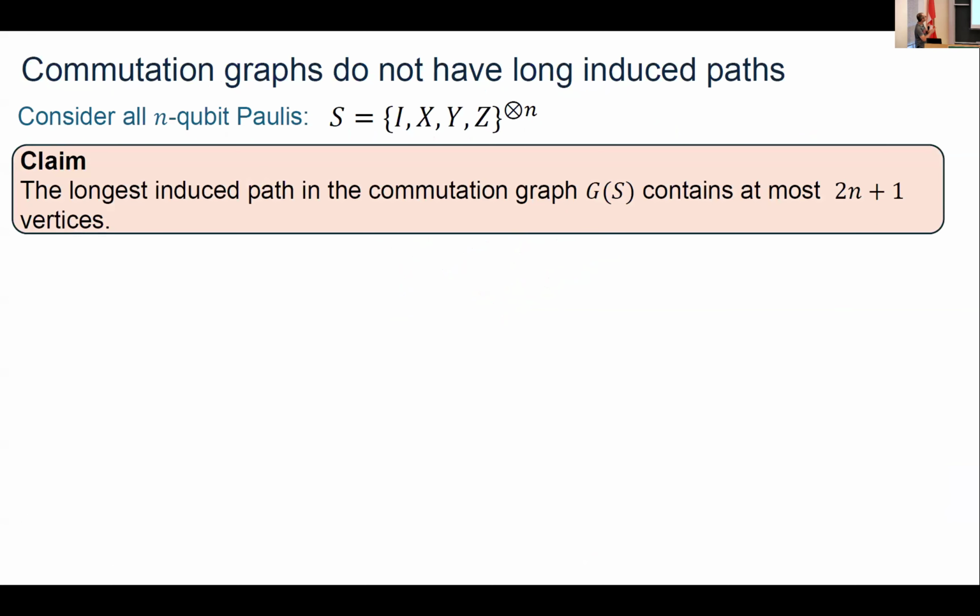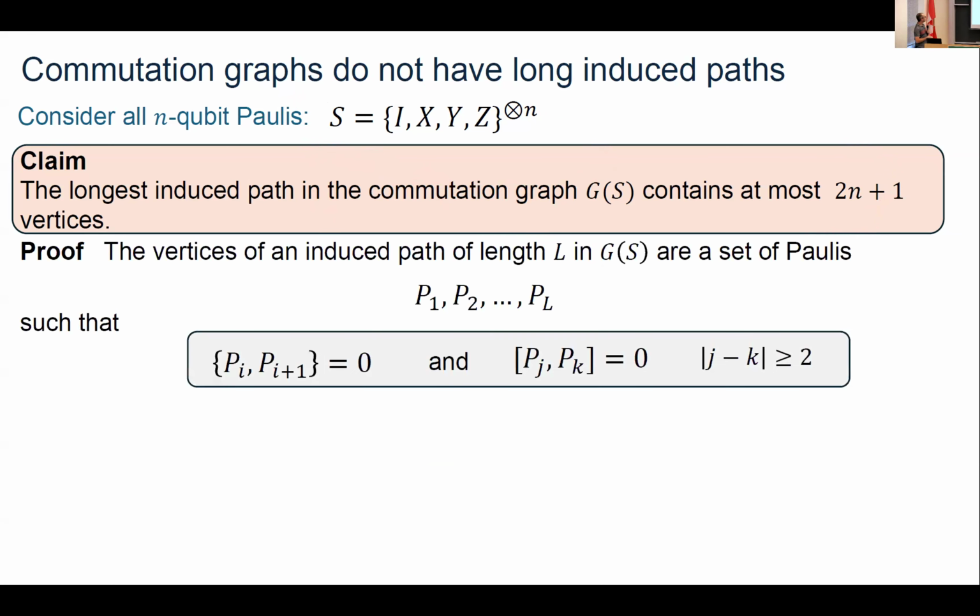But actually, it turns out not to be so irrelevant. This is not really how we get our protocols, but you can get a protocol by this argument, and I want to show you how it works because I think it's instructive. If we take the graph that contains all the Paulis, a graph with 4 to the n vertices, in fact that graph does not have long induced paths. The longest induced path in that graph is just 2n plus 1, so that's logarithmic in the number of vertices.